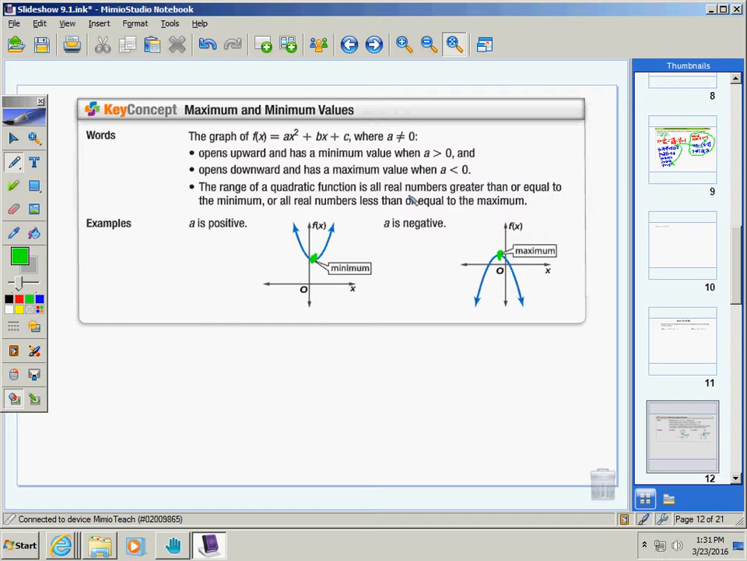Sounds kind of complicated. It makes sense, though, if you just think about it this way. If I have a minimum, my range is all the values going up from there. If I have a maximum, my range is all the values going down from there. That's all this is trying to say.